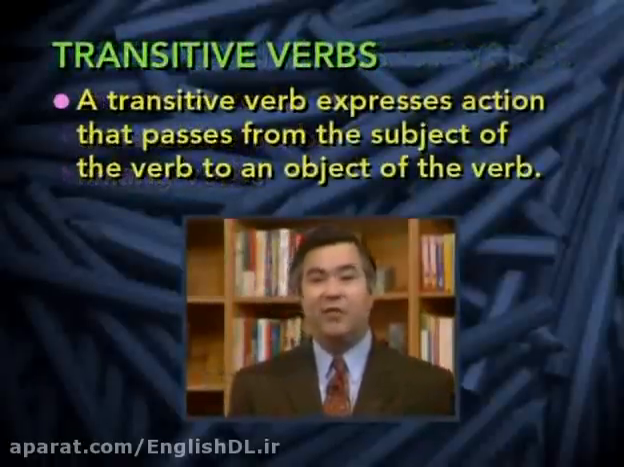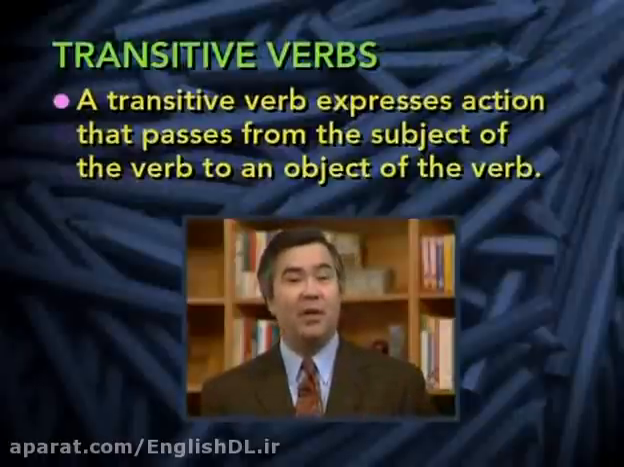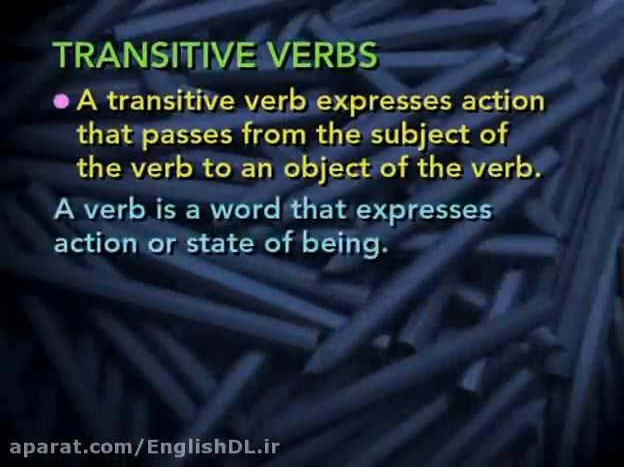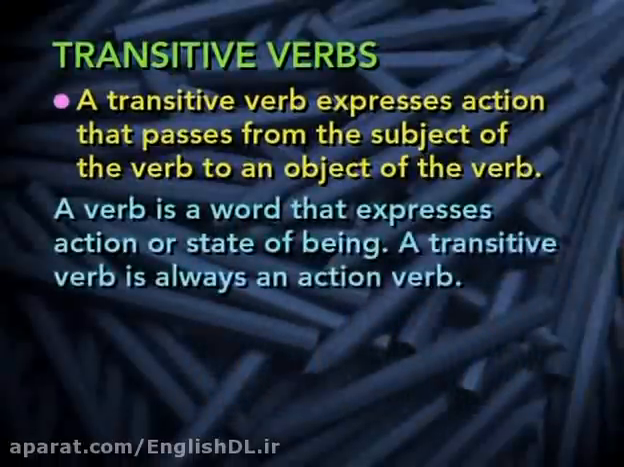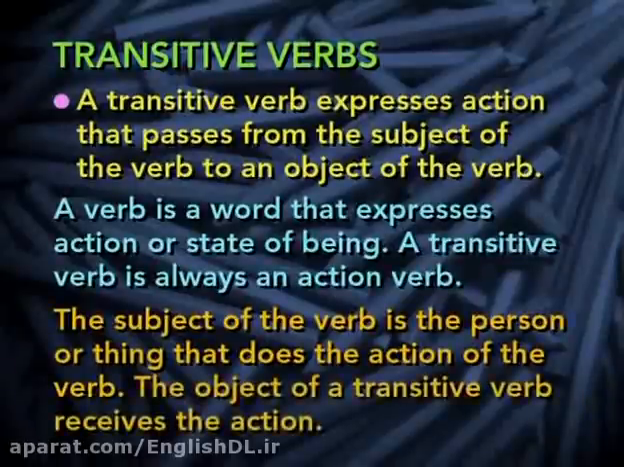A transitive verb expresses action that passes from the subject of the verb to an object of the verb. As you recall, a verb is a word that expresses action or state of being. A transitive verb is always an action verb. The subject of the verb is the person or thing that does the action of the verb. The object of a transitive verb receives the action.